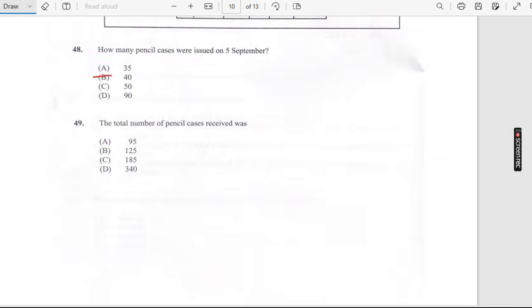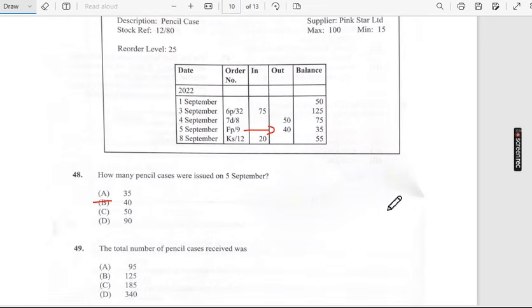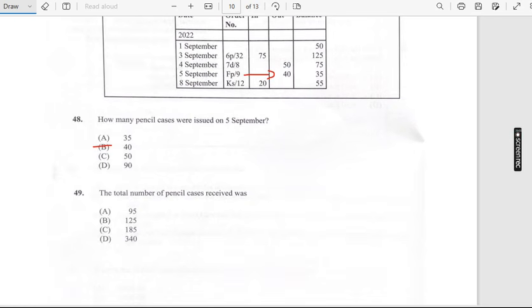Or 49. So the total number of pencils received was, let's check it. 40 and that's 90, 95. So I'm going to check all of this. We have 50. 50 plus 125 is 175, plus 75 would be 250. 250 plus 35 is 285, plus another 55 is 340. The answer would be 340.